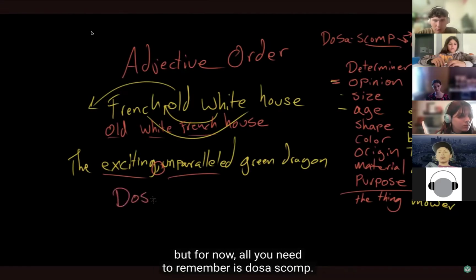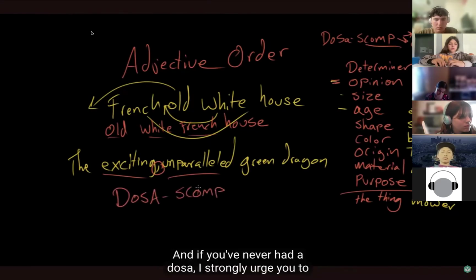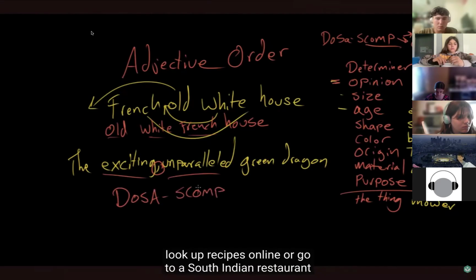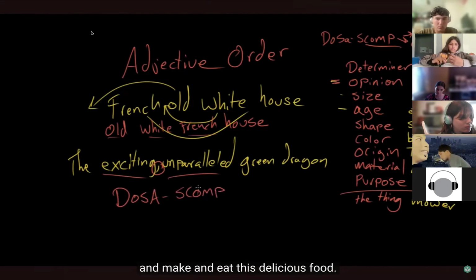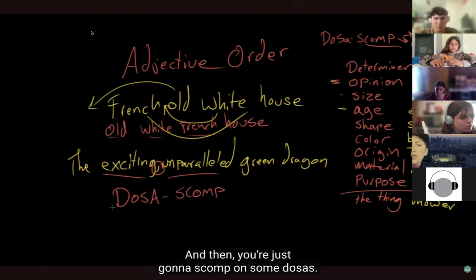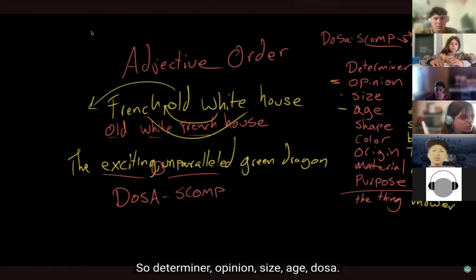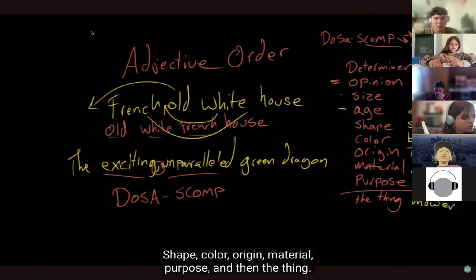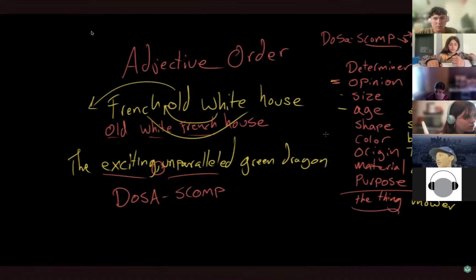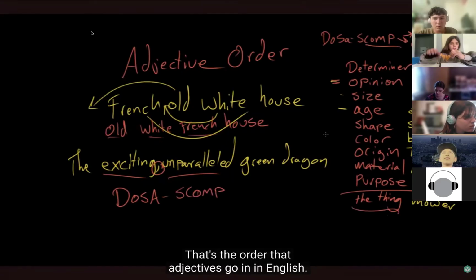But for now, all you need to remember is dosascomp. And if you've never had a dosa, I strongly urge you to look up recipes online, go to a South Indian restaurant, and make and eat this delicious food. And then you're just going to scomp on some dosas. So determiner, opinion, size, age, shape, color, origin, material, purpose, and then the thing. That's the order that adjectives go in English.